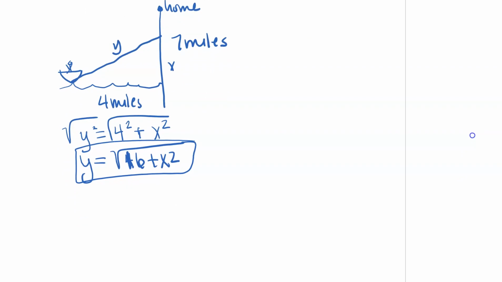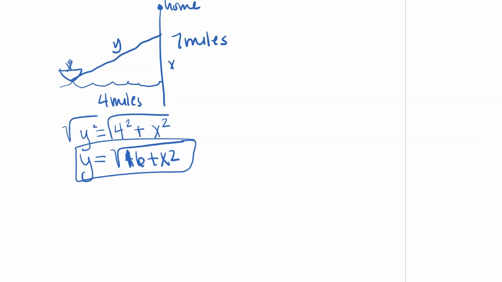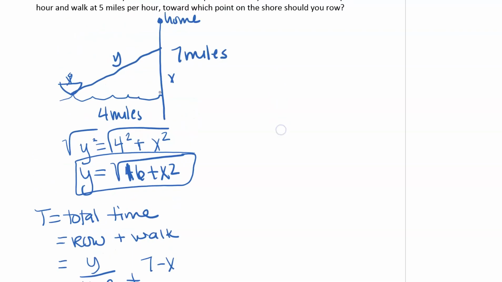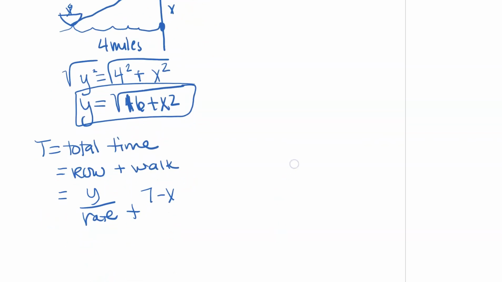Now, if we think about our speed, because we're trying to walk and row and get there, let's call t the total amount of time. And we know that we want to row and walk to get our time. So this would be equal to y over our rate for our rowing plus our walking time, which would be 7 minus x, because we know that this is the point if we just row straight to shore and then it's 7 miles to home. And so the amount we walk is going to be 7 minus x over the rate. And that's going to give us our time.